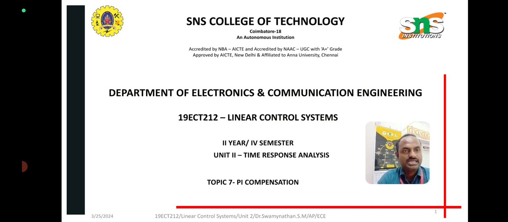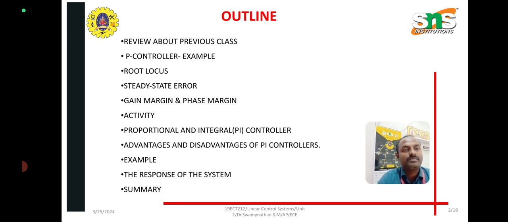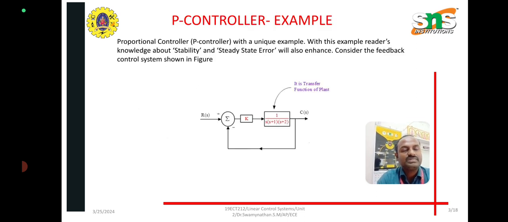Already in the last class we discussed the P compensation, its types, and the advantages and disadvantages of the different compensation techniques. So here: the P controller with an example, the root locus method, steady state error, how to find the phase margin and gain margin, followed by the activity on the PI controller, the advantages and disadvantages of PI controllers, examples, the response of the system, and a summary. The P controller example, with these examples, will also enhance the reader's knowledge about stability and steady state error.